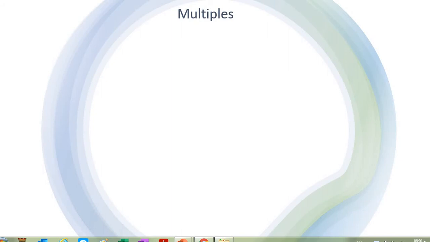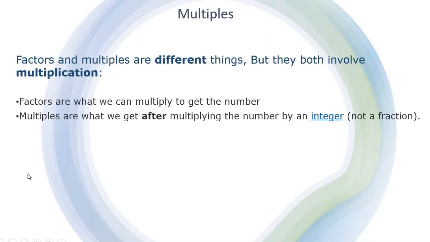But before that, you have to take a quick look at two words. The first word is multiples and the second word is factor. So we need to know the meaning of multiple and factor. Factors and multiples are different things. They are completely different, but you will find them in the same area. They both involve multiplication, and they will be repeated all the time when we are talking about multiplication.